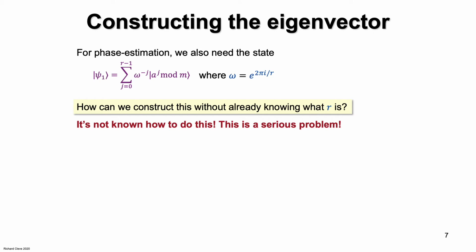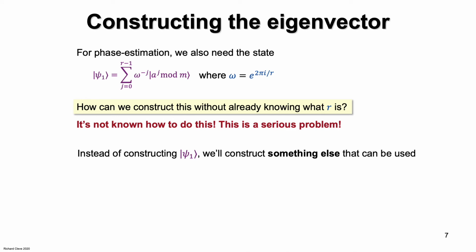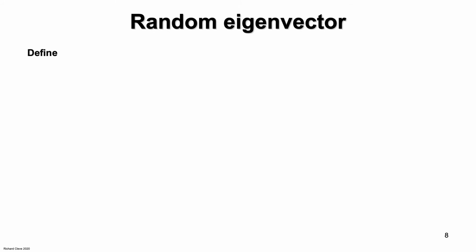What we're going to do is perform order finding in a different way, but one that uses something else than the state psi 1 in the target register. Let's consider alternatives to the eigenvector psi 1. Here are some other eigenvectors of U. Psi 2 is like psi 1, but with negative powers of omega squared. Psi 3, powers of omega cubed.